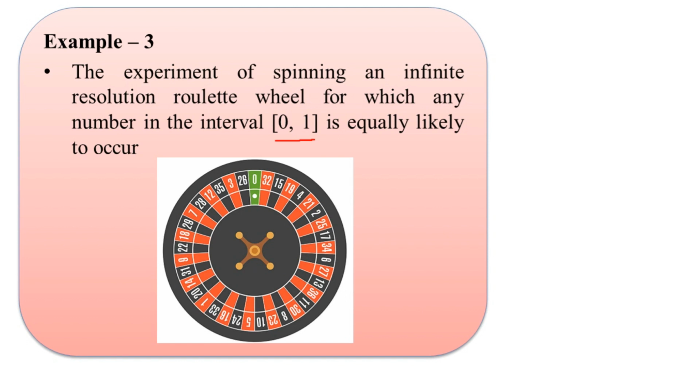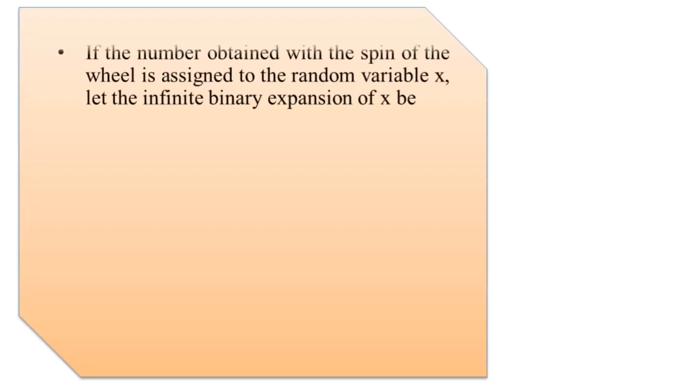Now in this particular example 3, if we have any of the numbers that you can see in this picture obtained as the result of spinning this particular wheel, we have to assign it to a random variable denoted by x here. So let us have the x mathematically represented here.